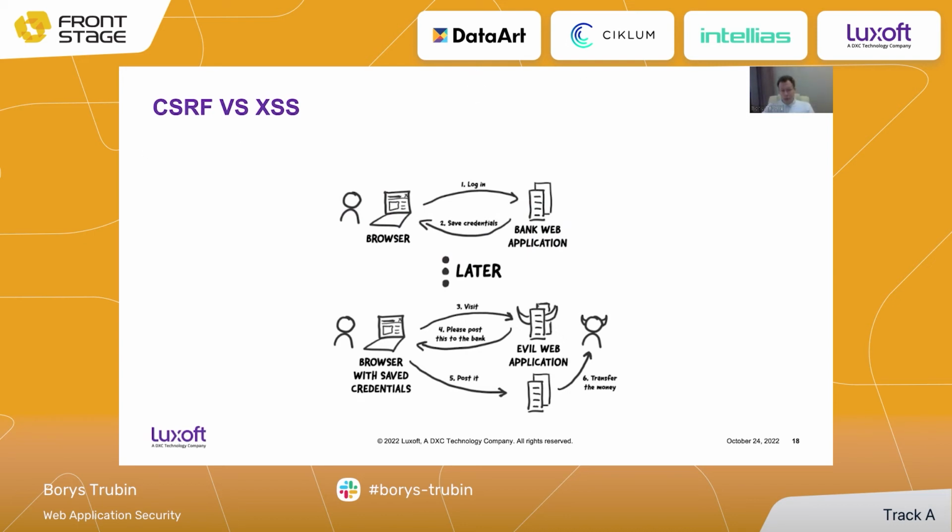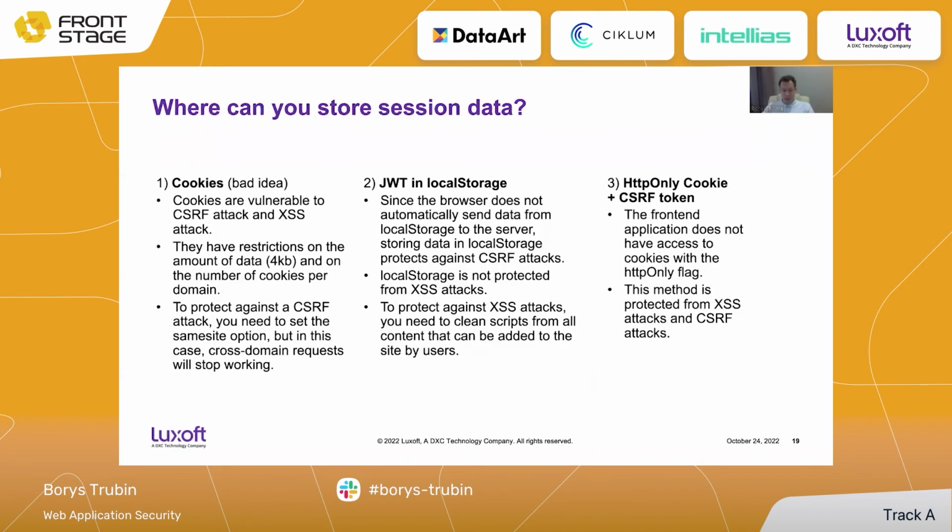Where can we store session data, for example, JWT? It can be stored in cookies, in local storage, and in cookies with the HTTP-only flag. The worst scenario is to store JWT in cookies without the HTTP-only flag, as cookies are vulnerable to CSRF and XSS attacks. They have a limit on the amount of data and the number of cookies per domain. For example, to protect against CSRF attacks, you can set the SameSite parameter, but in this case, cross-domain requests will stop working.